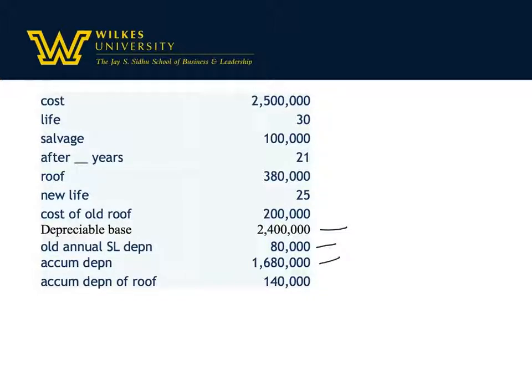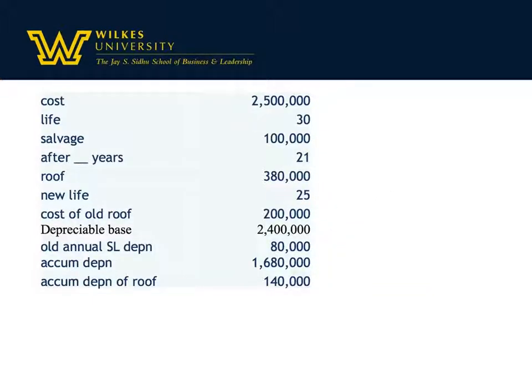After 20 years, that's $1,680,000. Because we always deal with the systematic and rational method, we've got to take care of the component, which is the roof, separately. So if we take the cost of the original roof of $200,000, and we say that we have already depreciated 21/30ths of that, we find that the accumulated depreciation of the roof is going to be $140,000. So that's a systematic and rational process where we've allocated the same portion to the roof as we have to the rest of the building.